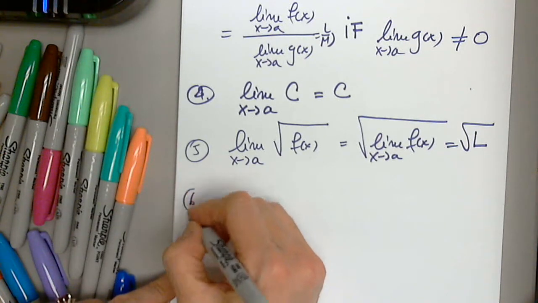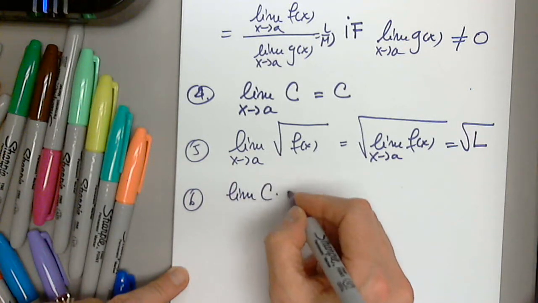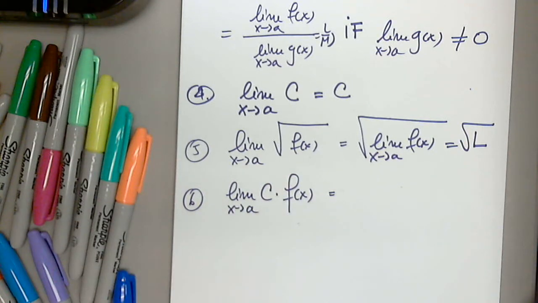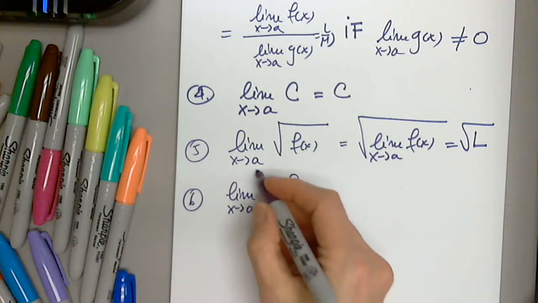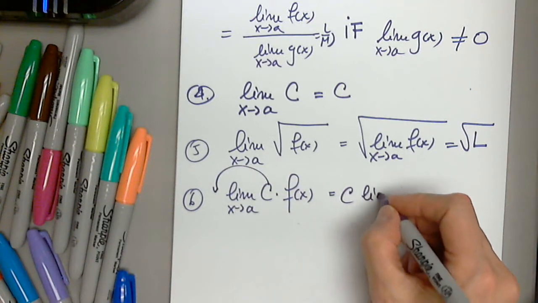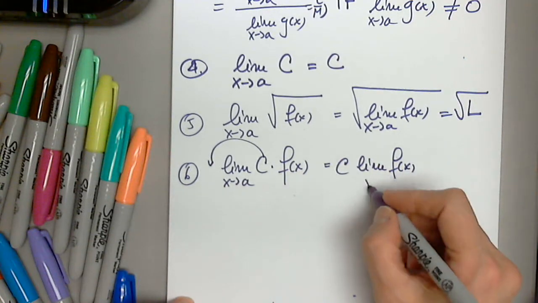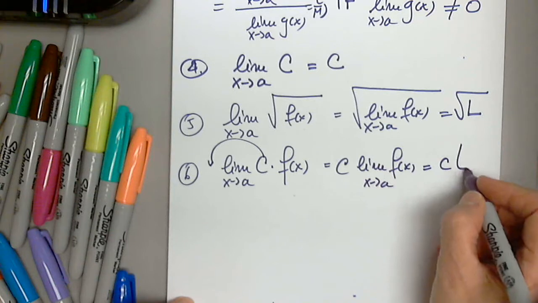What do you think about number 6? Limit of a constant times f of x as x approaches a. We had enough, I only want to mention two more, and then I would like to look at examples. Is it just constant times f of x? Of course, the constant goes in front because it's a factor. It's a product. As x approaches a, of course, this is c times L.